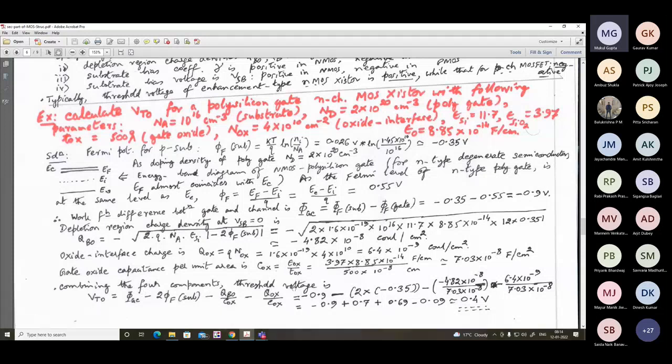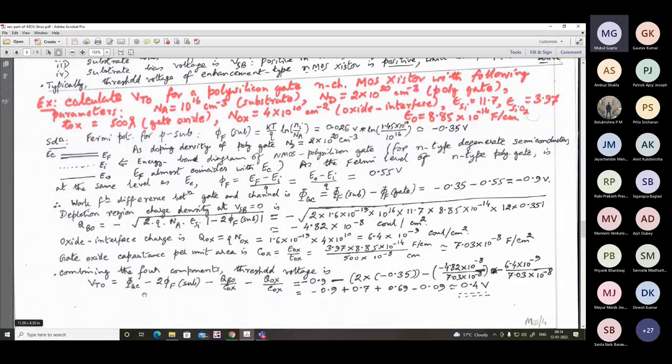Now combine the four components of the threshold voltage. So we find Vt equal to phi GC, that is equal to minus 0.9. Why is the minus 0.9 coming? You see from this expression, that means here phi F substrate minus phi F gate. Phi F substrate we have calculated to be minus 0.35, and minus 0.55, so it becomes minus 0.9. And then we have minus 2 phi F, so there is minus 2 into minus 0.35. It becomes 0.7. And then QB0 by COX.